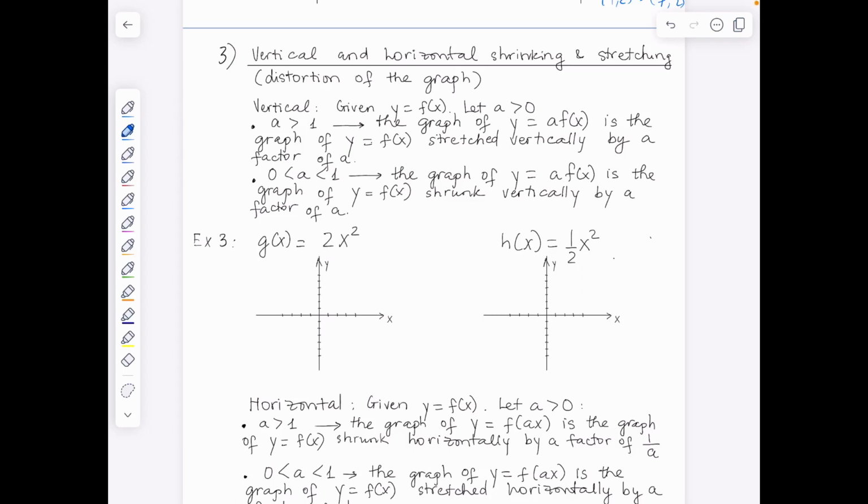In this video, we are going to talk about vertical and horizontal shrinking and stretching, or the distortion of the graph. Let's talk about vertical shrinking and stretching.